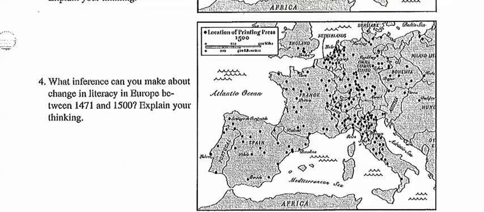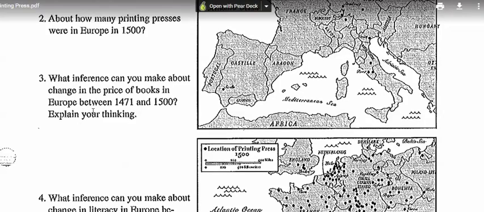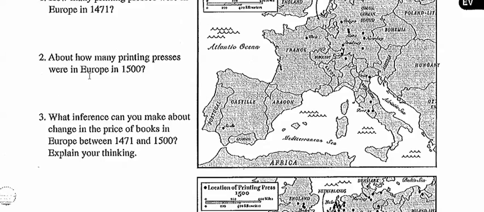Obviously, the more printing presses you have, the more print you can make. The more print you can make, the more Bibles were created. The more Bibles that were created, what happens? The more people read, the more educated people became. Pretty cool, huh?